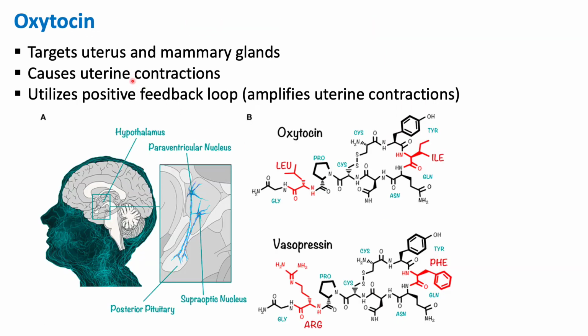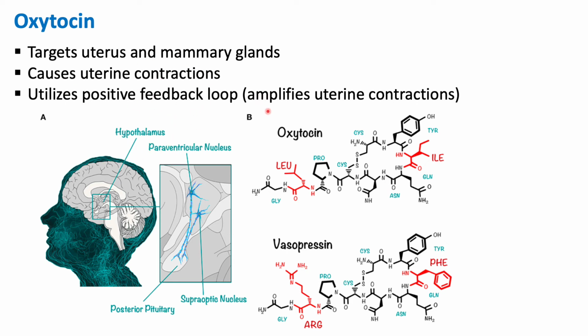Now, the second hormone that is released by the posterior pituitary is oxytocin. Now, oxytocin is most commonly released in times of physical touch, but specifically, we're also going to talk about oxytocin release in times of uterine contractions and milk production by the mammary glands. So, when oxytocin is produced, oxytocin utilizes a positive feedback loop, and a positive feedback loop is essentially amplifying whatever we are trying to cause.